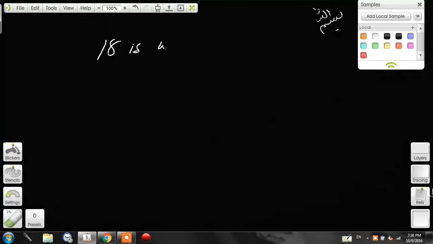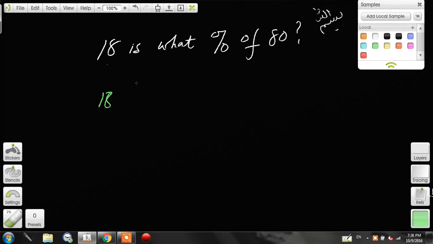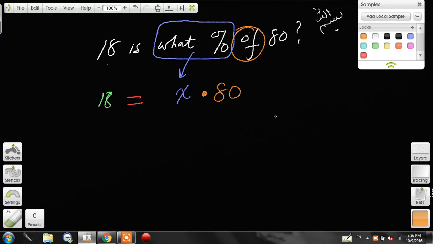18 is what percent of, let's say, 80. That sounds good enough. So let's translate this into an equation. Same thing: 18, the word "is" translates into an equal sign. Now "what percent" will translate as an x, because that's what we're looking for. And then the word "of" will translate as the multiplication sign. And then 80.